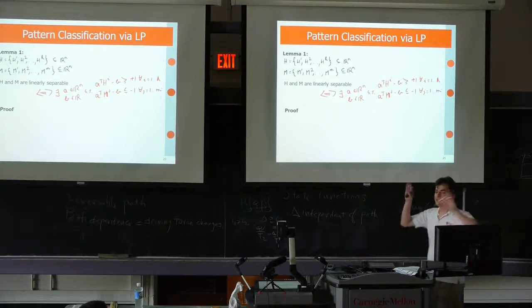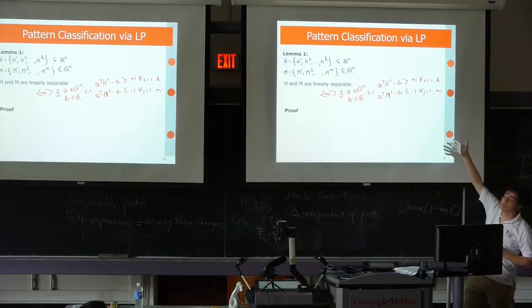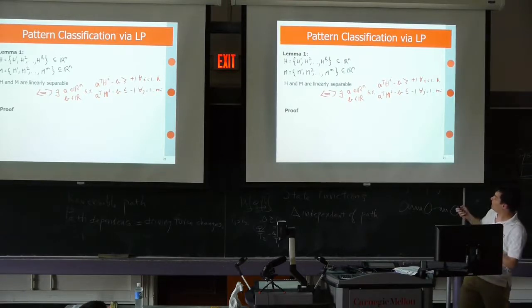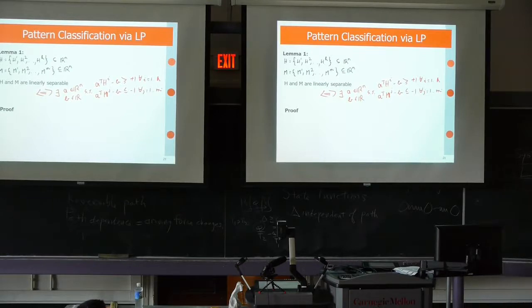So let these sets be strictly separable. Then I can rescale, I can find A and B such that I can write this plus 1 here and this minus 1 here. The definition of linearly separable doesn't mean that I can find the plus 1 and minus 1. We need to prove that.